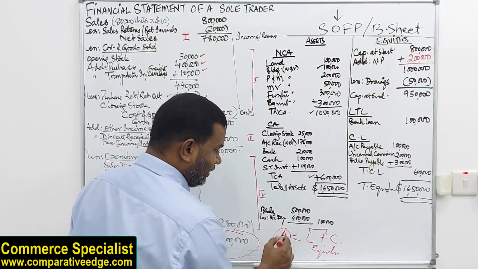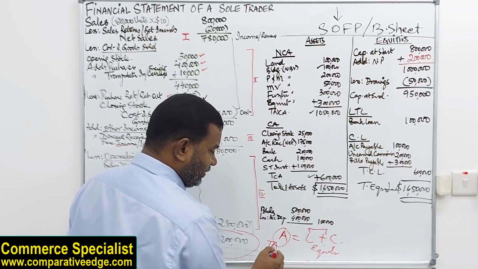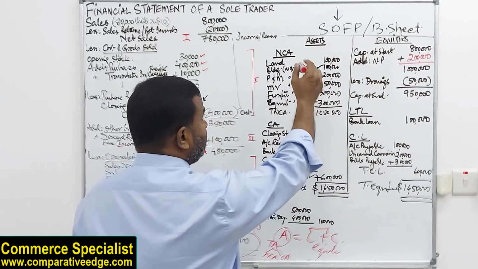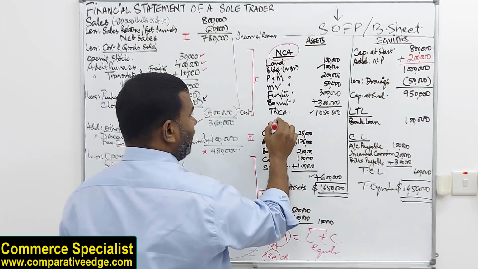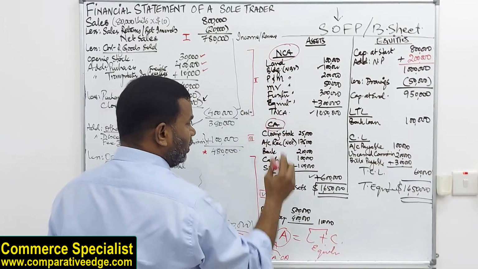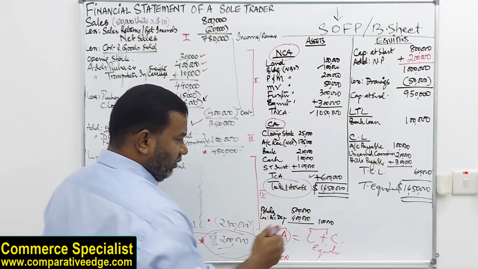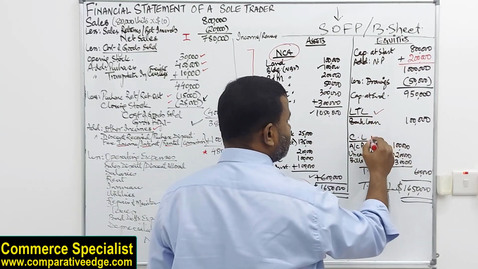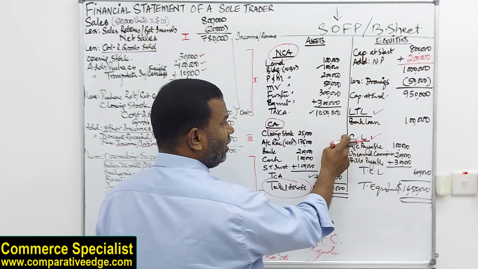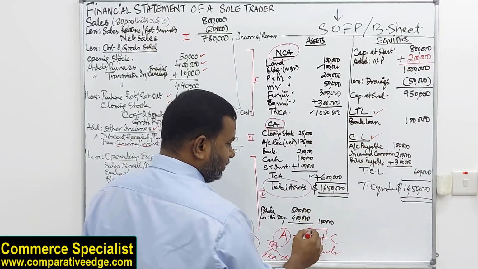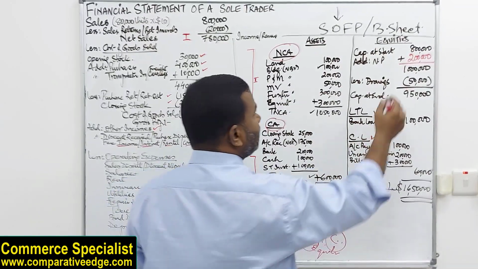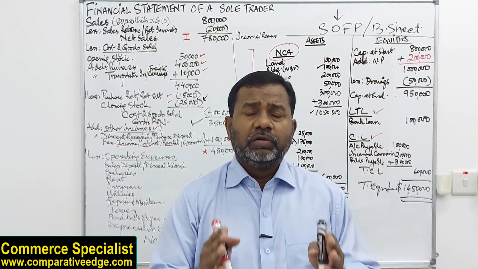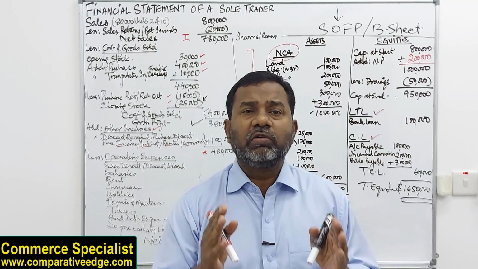And when I say assets, I'm talking about total assets. When I say total assets, I'm talking about non-current assets and current assets. If you can see here, we have non-current assets, we have current assets. When you add these two, you get total assets. When we're talking about equities, we have liabilities. Look, this is a liability, long-term and short-term or current liability. And then we're talking about capital. This is the position of capital. So guys, this was the financial statement for a sole trader.